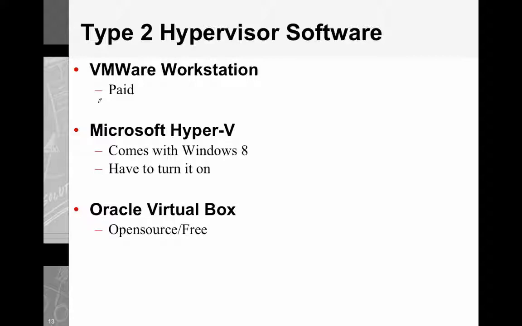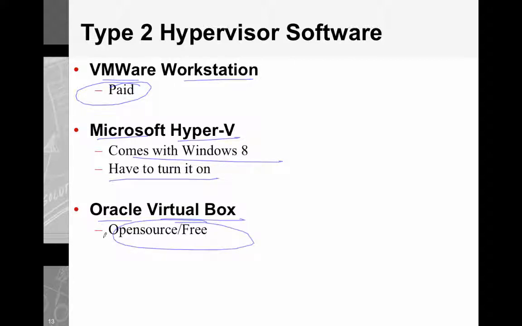There are several type 2 hypervisor software in the marketplace. There is the VMware Workstation, which is a paid software. There is also Microsoft Hyper-V, which comes with Windows 8. You just have to turn it on. There's also Oracle VirtualBox, which is what I use, and there's an assignment that you'll be doing in this module where you'll be using the VirtualBox open source software. That's a free version of it. So that's what we'll be using.